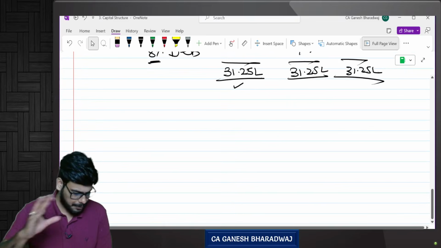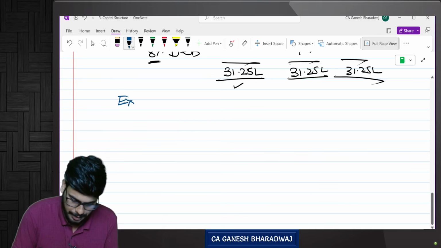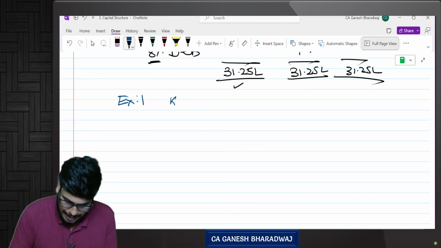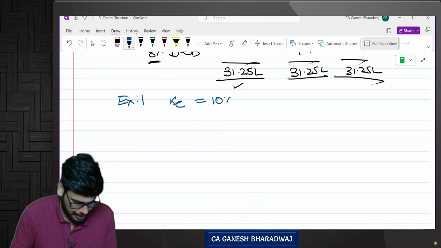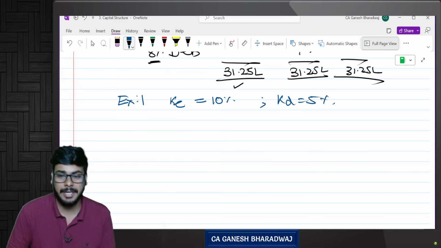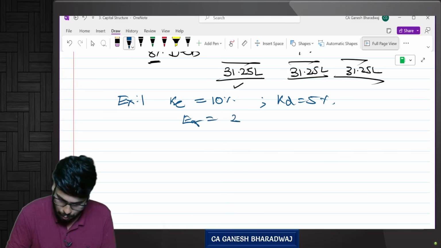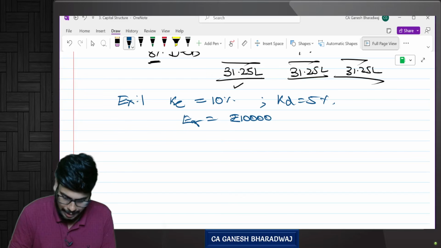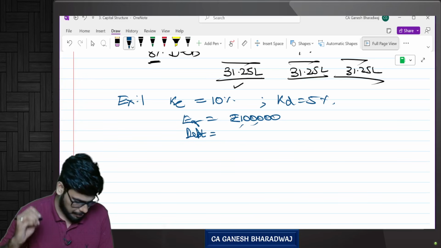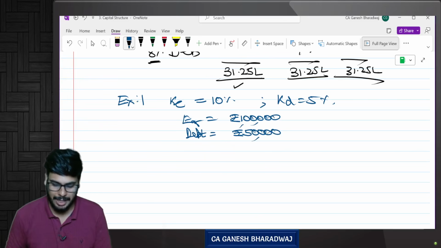Now, let me give you an example. Example 1. Let us say KE is equal to 10%, then KD is equal to 5%. Then let us say equity capital is equal to 1 lakh rupees. So 1 lakh rupees is raised from equity, and from debentures, from debt, rupees 50,000 has been raised. Correct? 50,000 has been raised.